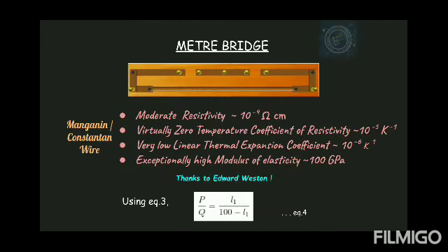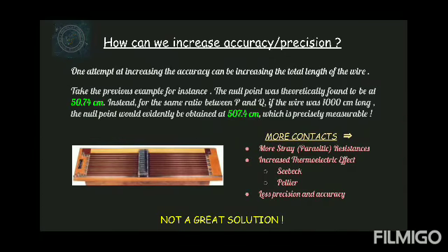And then I said that we can increase the accuracy by, of course, increasing the length of the wire. If instead of 100 the wire was 1000, then of course the null point would have been obtained at 507.4, and that could be measured by us, right? But again, if it was 507.44, then I had to increase the wire 10 times more again, right? And we cannot increase it because of such problems as you can see on the screen, and so it was not a great solution either.